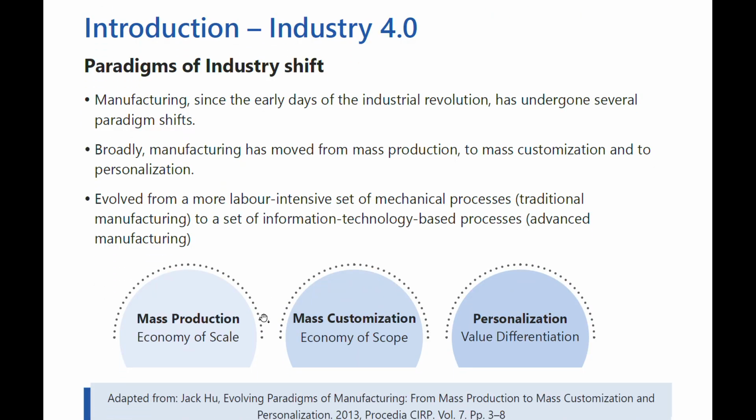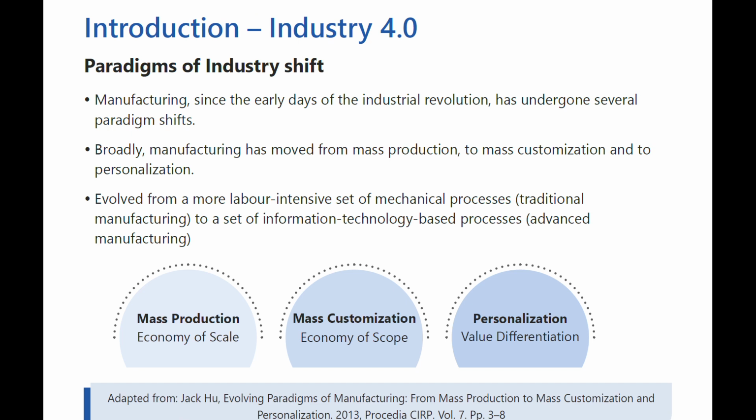The paradigm shift in the industries is that manufacturing since the early days of industrialization has undergone several paradigm shifts. Broadly, manufacturing has moved from mass production to mass customization. So every part is customized. For example, cars are customized in a way. Your phone is customized, your product is customized, your building and rooms are customized, right?